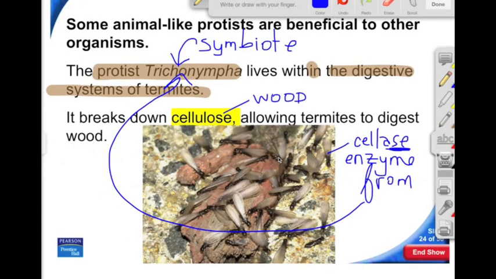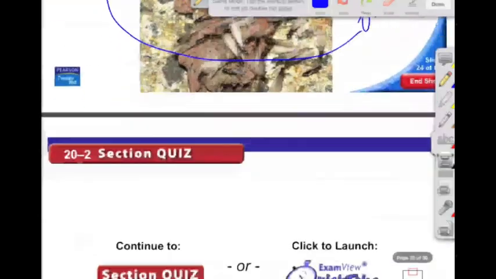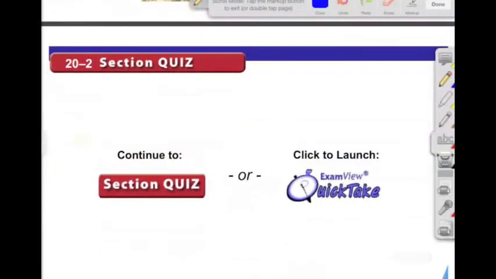So without the symbiote, no life. And that takes us to the end of section 20.2.